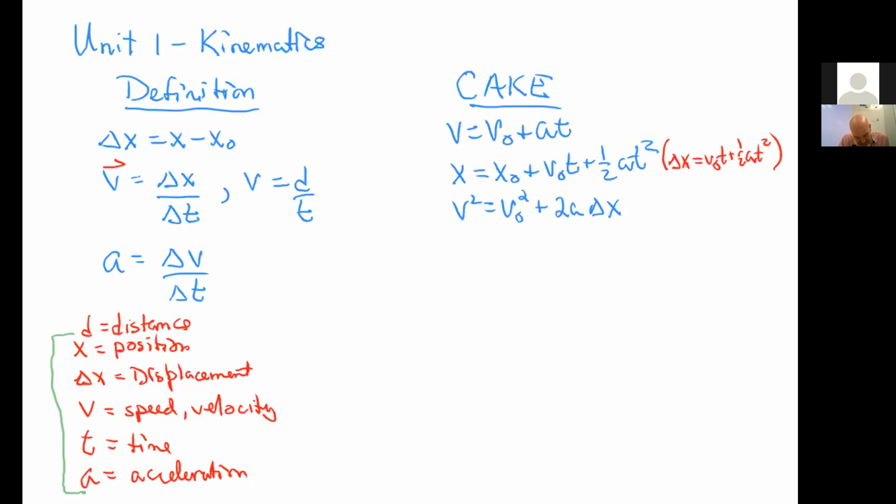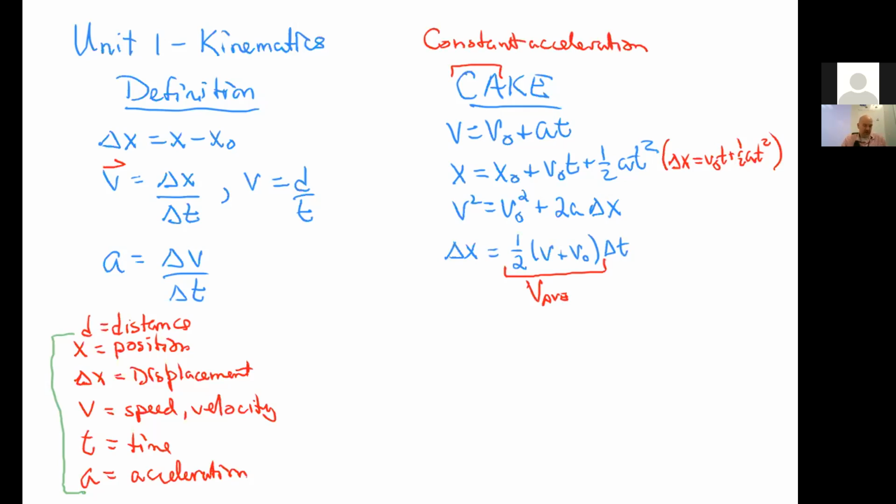And then we had the one that is often not given on these types of exams: the one without acceleration, which is just delta x equals 1/2 (v plus v0) times delta t. And remember, this 1/2 (v plus v0) is just what we call average velocity. And remember that CA means constant acceleration. In Physics 1, we always assume constant acceleration. In Physics C, we don't assume constant acceleration. It's given to us in the problems.